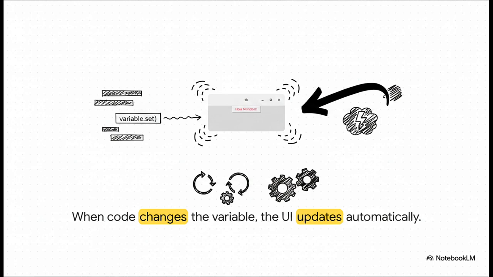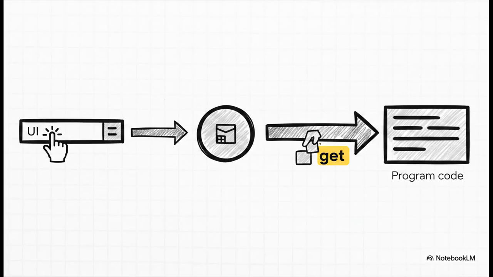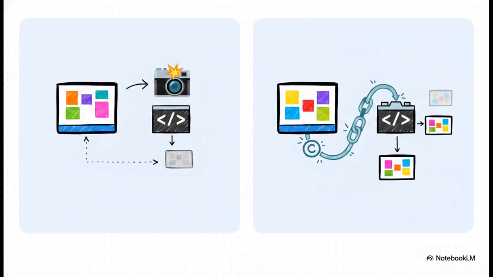It just works. And to get the data that the user entered, you just do the reverse. You use the get method, again on the variable. This will always pull the most current, synchronized value right from the UI. This slide really brings it all home. It's a total shift in thinking. You're moving away from asking the widget for a static one-time snapshot that could be outdated a millisecond later, and you're moving toward this dynamic, synchronized link where the variable is always the single source of truth.